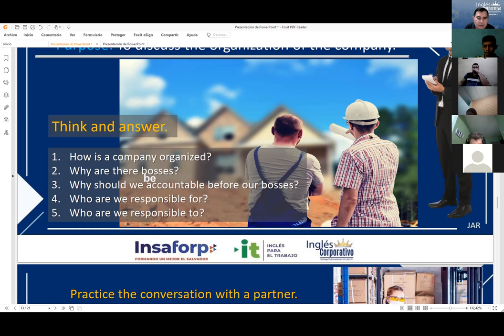Let's see the question. How is a company organized? One boss, big boss. Another boss and another boss, departments. Okay, a company is divided into departments, departamentos. Right? And the departments have a boss. Yes? Your company, how is your company organized? In departments or in teams? En equipos, teams. Equipos.